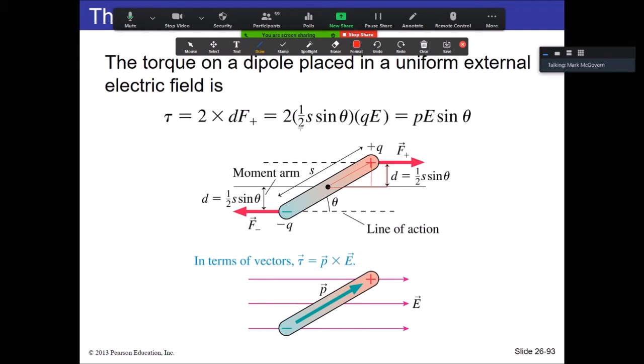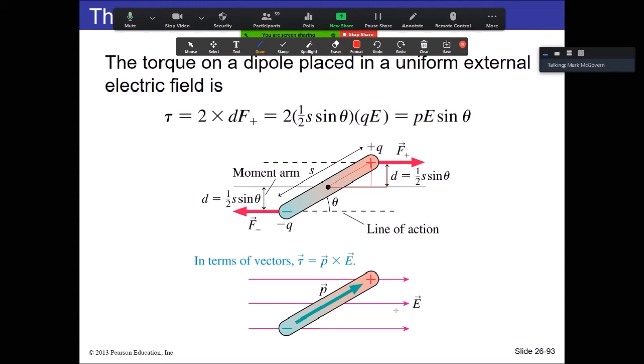Now, the 2's cancel out. The s and q come together, and that's the new expression we developed back when we first talked about dipoles, which is the dipole moment p. And so we see our torque here is pE sine theta. Well, pE sine theta takes the form of a cross product, and so in terms of vectors, the torque looks like this. Remember, p is a vector that goes from negative to positive, and so what you do is you cross p with the electric field.